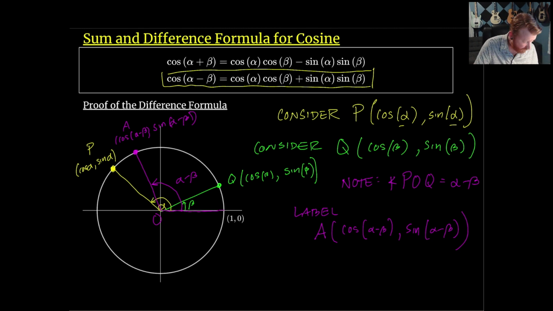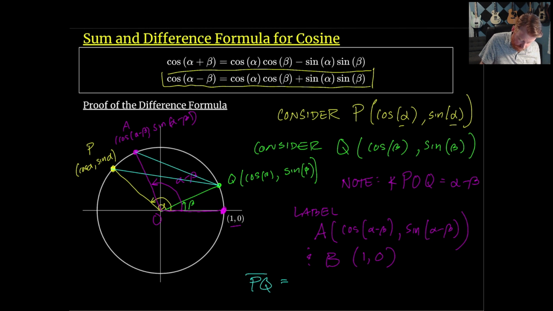Okay, so we've got some different angles on here. Oh, and there's actually one more point that I want to label here, and that is point B, and this is going to be at 1, 0. So we're just going to put another point right here at 1, 0. It's already kind of labeled on here. So now what we are going to show is that this length here, from P to Q, so this line segment from P to Q is equal in distance to this line segment from A to B.